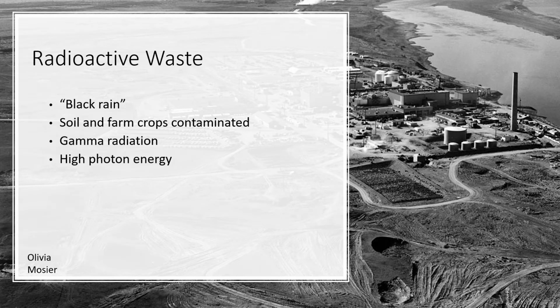Radioactive waste created long-term effects such as black rain that left traces of radiation in the soil along with farm crops. Many of this can be traced back to gamma radiation from the decay of atomic nuclei, which creates high photon energy.